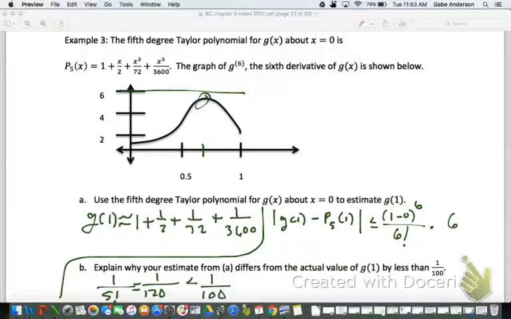Notice it says explain why. Sometimes it'll say show that. We're essentially proving something. And once we've gotten to that number, we can prove it, then we've proven it, and we're done. Okay?